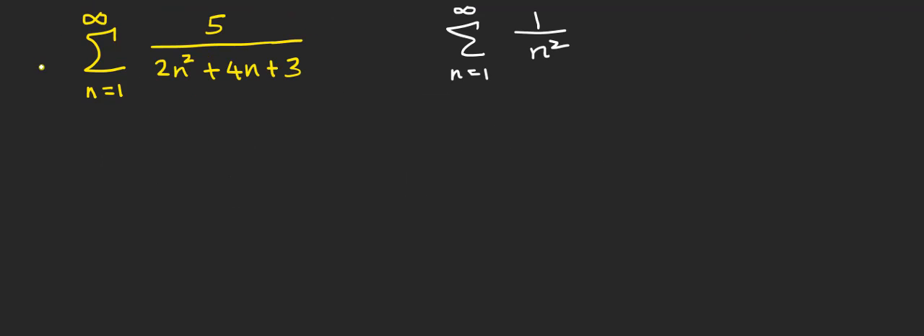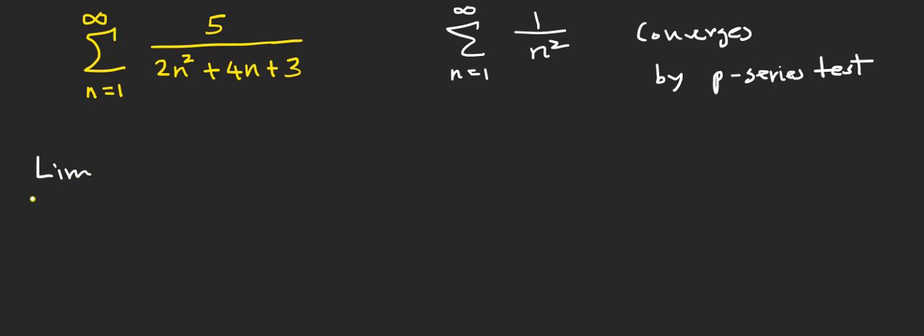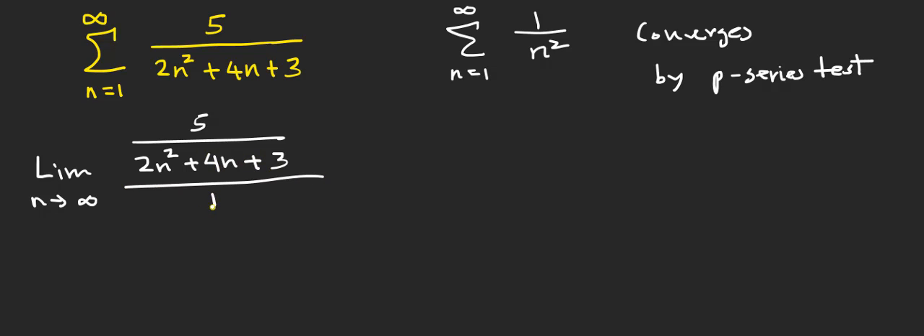What about this infinite series? What would you compare it with? I would compare it with the infinite series of 1 over n squared, because we know that this is a p-series and it converges by the p-series test. So how would you set it up? You say the limit as n goes to infinity of 5 over 2n squared plus 4 over n plus 3, all over 1 over n squared.